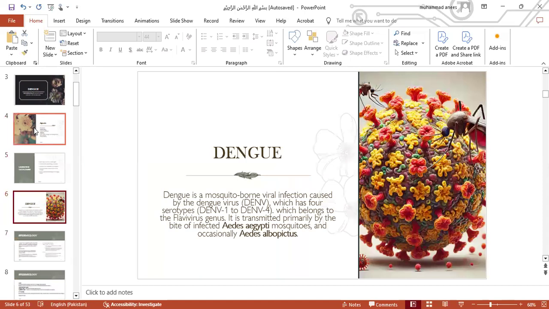Now, what is dengue? It is a mosquito-borne viral infection which is caused by dengue virus. It's an RNA virus which has 4 serotypes, Dengue 1 to Dengue 4, which belongs to the flavivirus genus. It is transmitted primarily by the bite of infected Aedes aegypti mosquitoes and occasionally by Aedes albopictus.